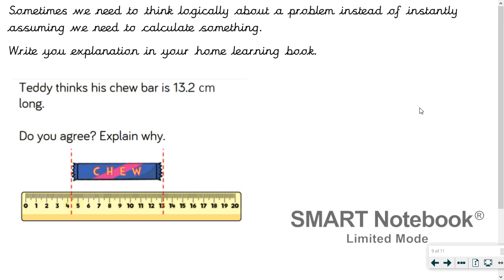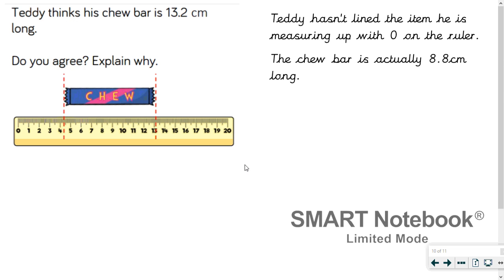Right, so remember I tried to give you that clue to think logically, not mathematically. Once you see it, it's a fairly obvious answer. Teddy hasn't lined the item he's measuring up with 0. He started in the middle of the ruler. So he needs to start at 0, so of course it ends at 13.2 for him. But if he started back at 0, it would be 8.8. Now you don't have to get the 8.8 because the lines are so small. That wasn't the expectation. The expectation was you just telling me that he's not lined his chew bar up with 0. It really seems a silly error, but it's one that a lot of children, even in year 6, do make.